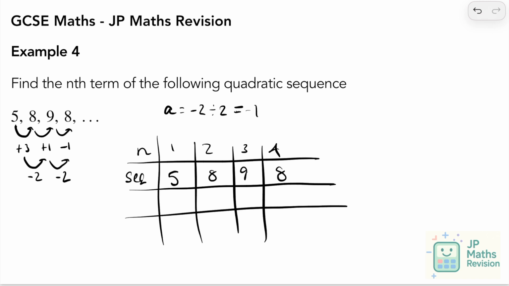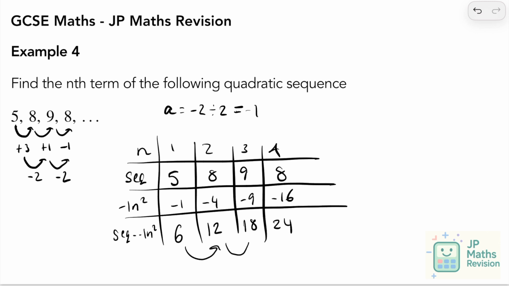And then we have an squared, which in this case is minus 1n squared. So if we replace n with 1, 2, 3, and 4, we get minus 1, minus 4, minus 9, and minus 16. And then we do the sequence minus 1n squared because we subtract the above two rows. So 5 minus 1, that's 6. 8 minus 4 is 8 plus 4, which is 12. 9 minus 9 is 9 plus 9, which is 18. 8 minus 16 is 8 plus 16, which is 24.